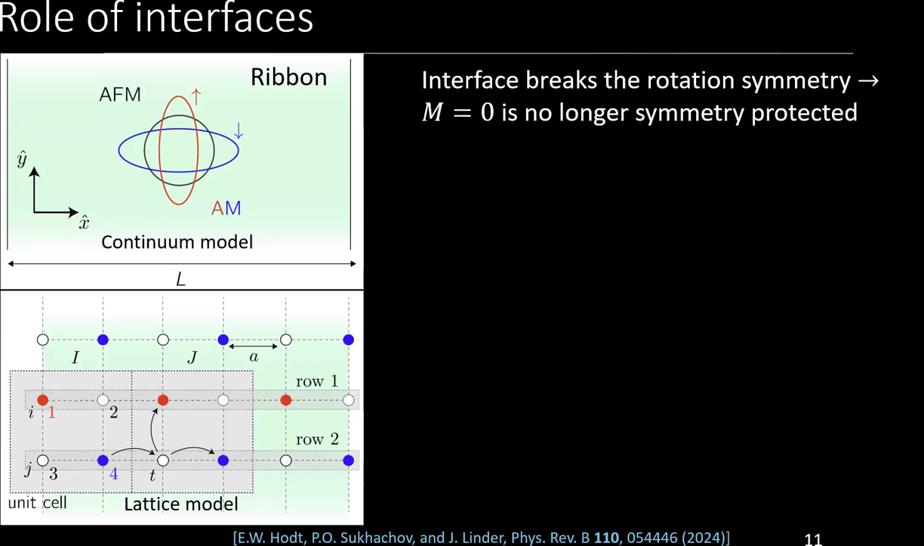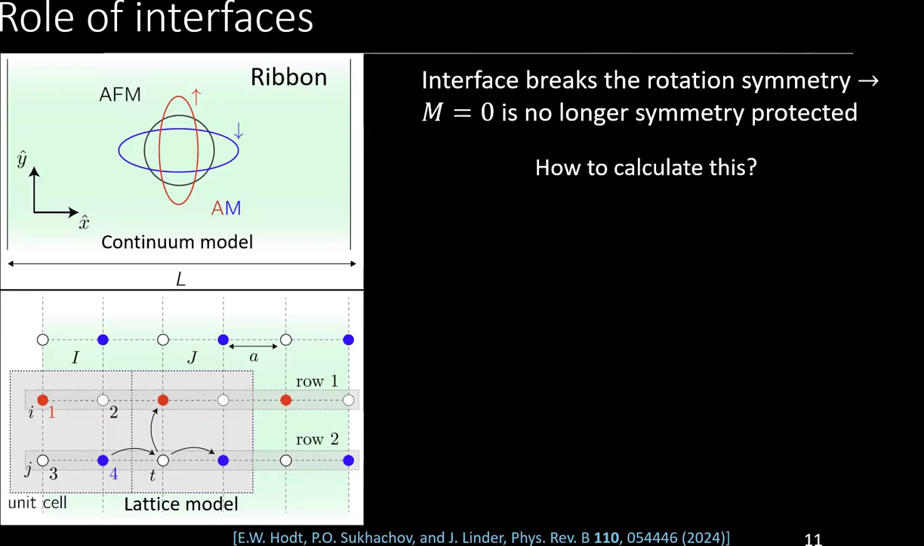So the idea was simple. An interface breaks rotation symmetry. And rotation symmetry is needed in altermagnets to protect vanishing net magnetization. Hence, if you have an interface, then perhaps you can expect some non-zero net magnetization. So maybe that naive and victorious picture of having a device made of altermagnets is not so correct.